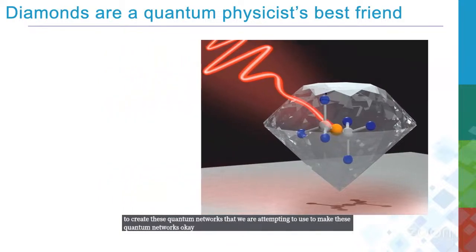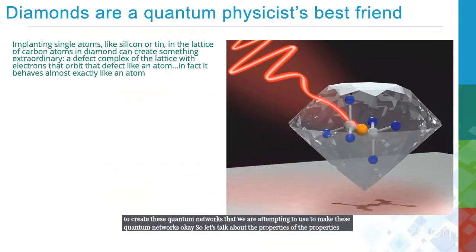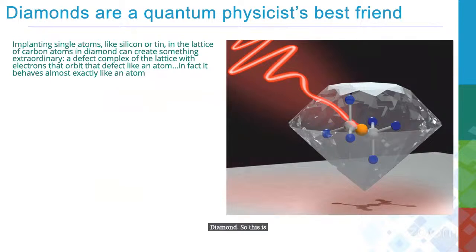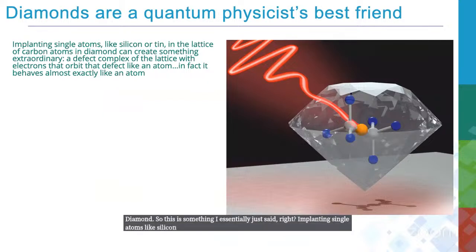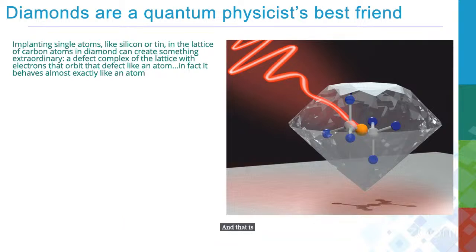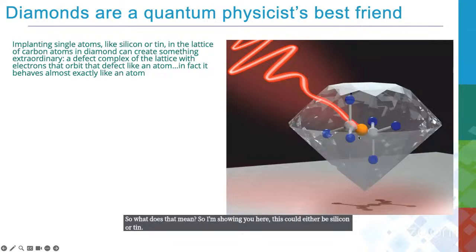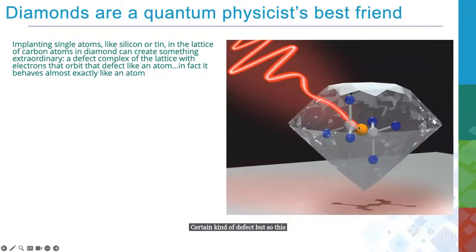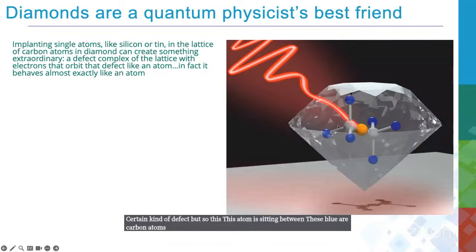So let's talk about the properties of diamond. This is something I essentially just said, right? Implanting single atoms like silicon or tin in the lattice of carbon atoms in diamond can create something extraordinary. And that is a defect complex of the lattice with electrons that orbit that defect like an atom. So what does that mean? I'm showing you here, this could either be silicon or tin. It's a certain kind of defect, but this atom is sitting between these blue carbon atoms. There are missing carbon atoms here, and this is replacing those missing carbon atoms.